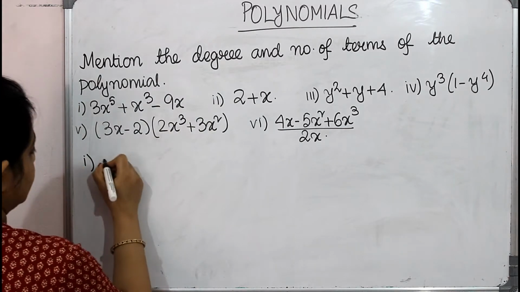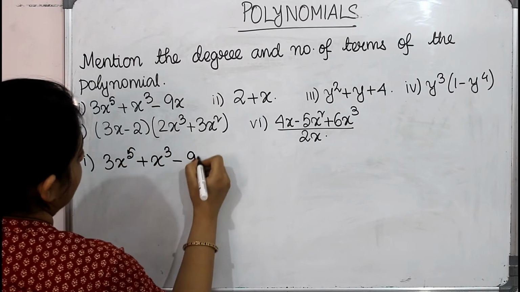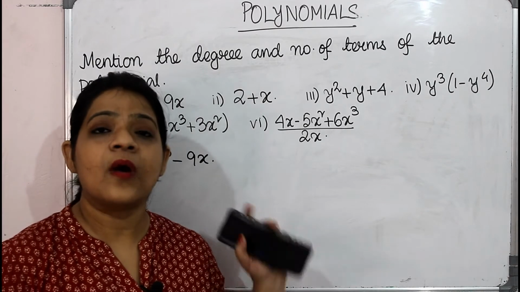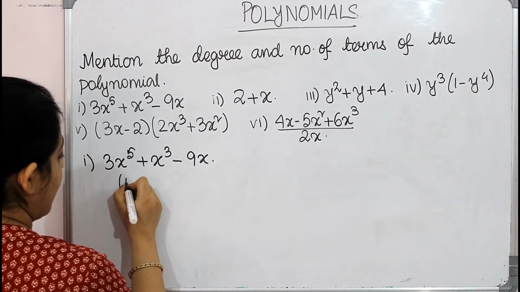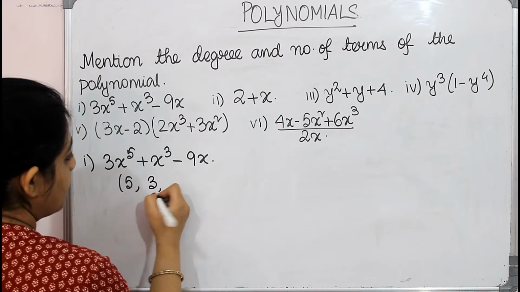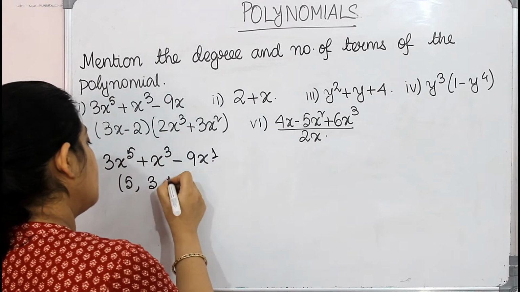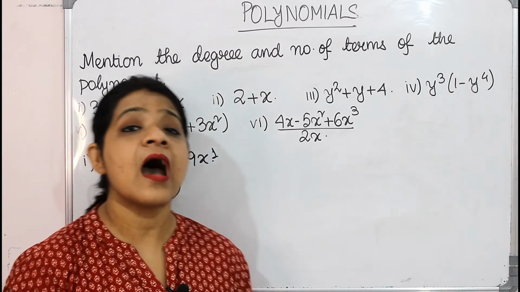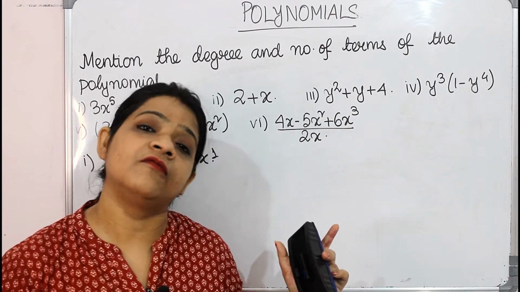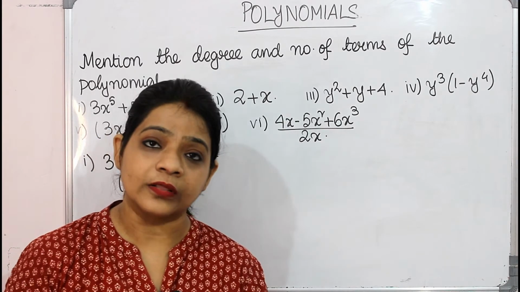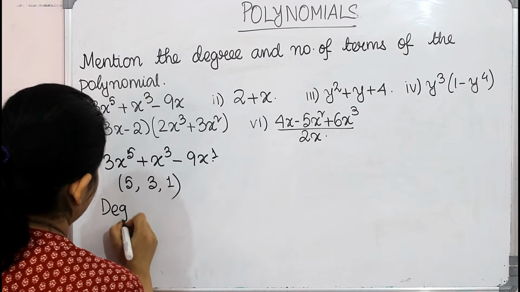So let's write the expression 3x to the power of 5 plus x cube minus 9x. Okay. So what are the powers in this polynomial? How many powers are there? 5 is 1 power, 3 is 1 power, 9x is 9x to the power of 1. So we will write 1 is the power. So which one is the highest power? 5 is the highest power. So the highest power of a variable in a polynomial is called the degree of a polynomial. So here degree will be 5.